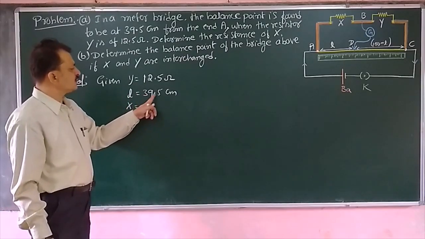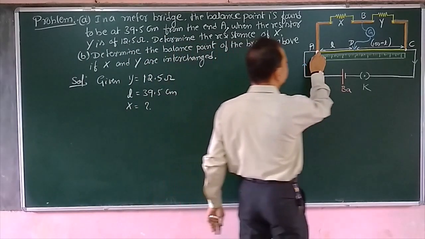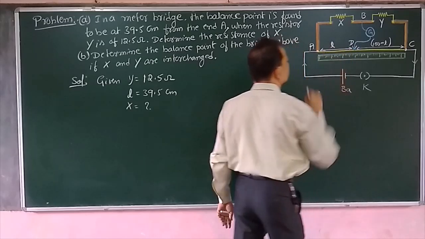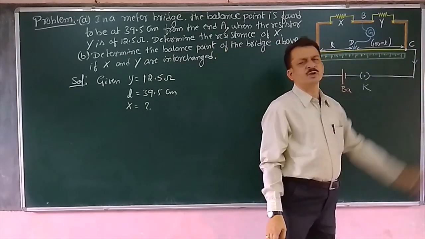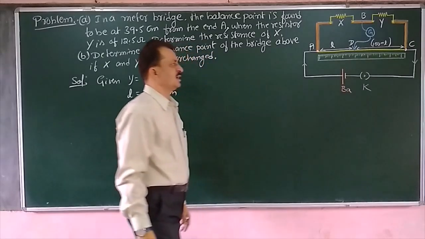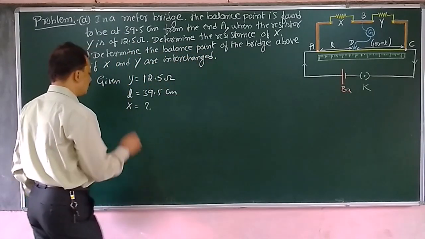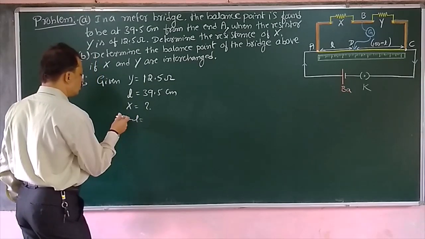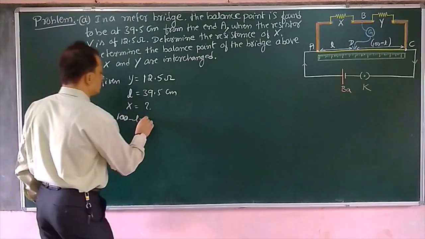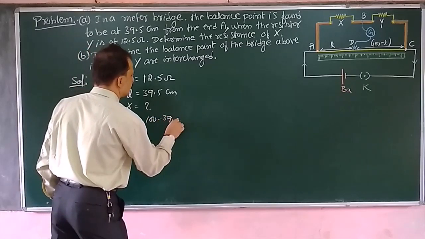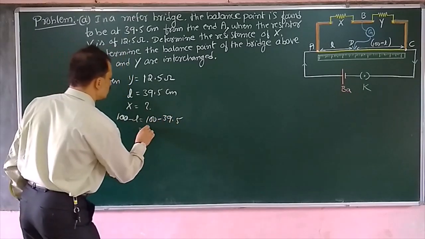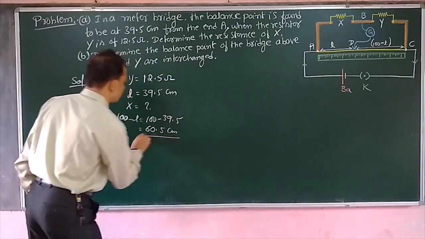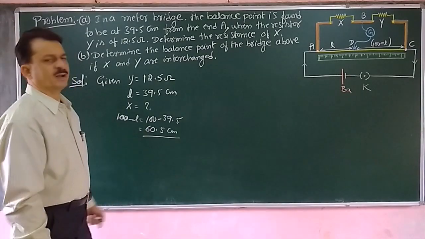Now since L is equal to 39.5, from point A the balancing point is 39.5. Then what is this DC? Obviously DC becomes 100 minus L. So that is 100 minus 39.5, which is equal to 60.5. So 100 minus L becomes 60.5.